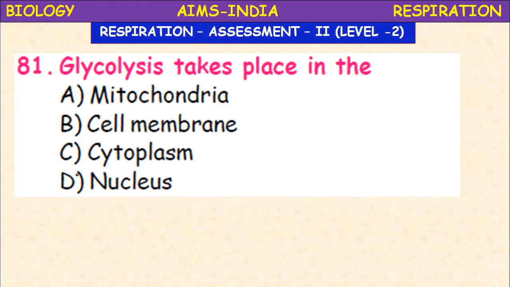Next, glycolysis takes place in the mitochondria, cell membrane, cytoplasm, or nucleus. Already completed, once again repeated, cytoplasm of the cell.